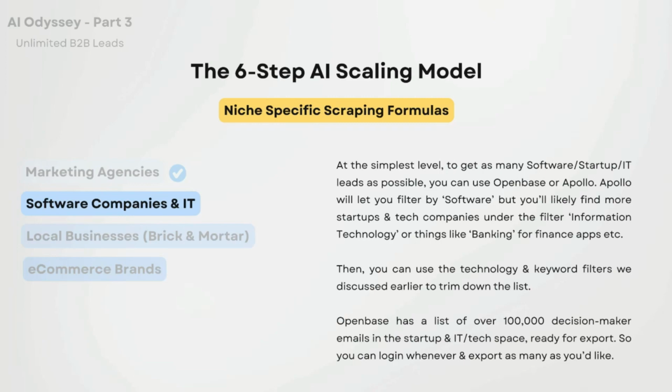Now, niche-specific scraping formulas for software and IT. At the simplest level, you can get as many software startup IT leads as you want from OpenBase or Apollo. Apollo will let you filter by software, but you'll likely find more startups and tech companies under the filter information technology, or things like banking, finance apps, etc. Then you can use the technology and keyword filters we discussed earlier to trim down the list. OpenBase has a list of over 100,000 decision maker emails in the startup and IT tech space ready for export. So you can log in whenever and export as many as you'd like.